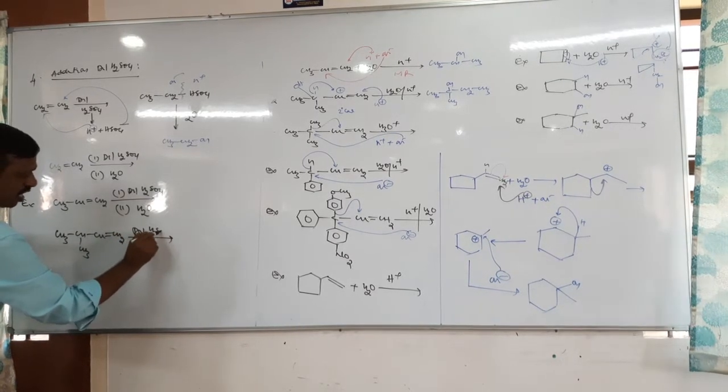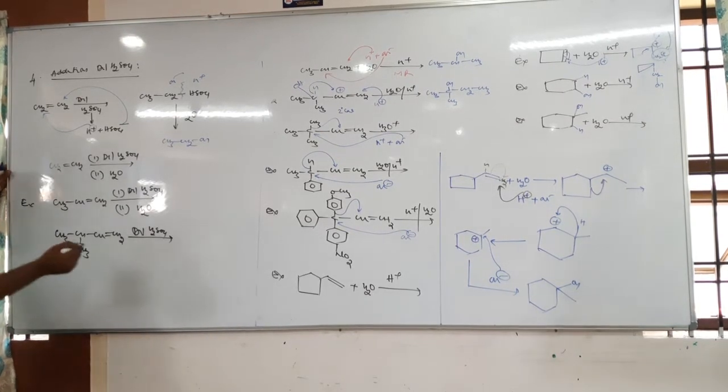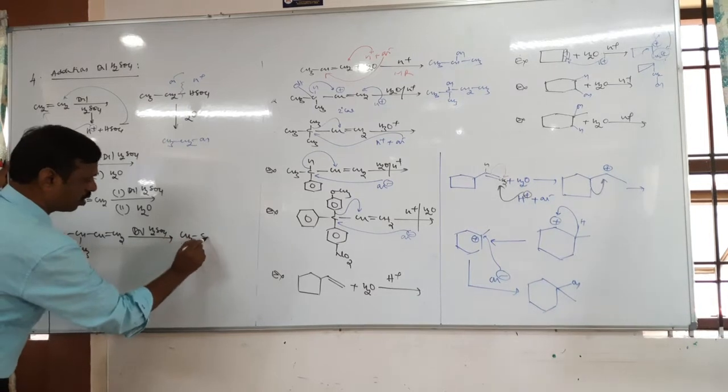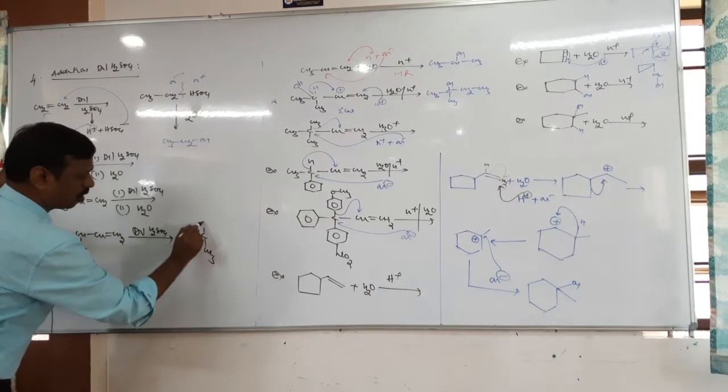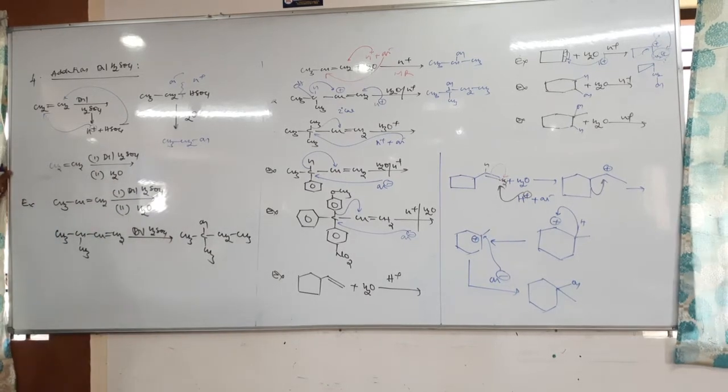Dilute sulfuric acid. It is according to Markovnikov rule. A carbocation will be formed. Everything is the same. The product will be the same as addition of water.